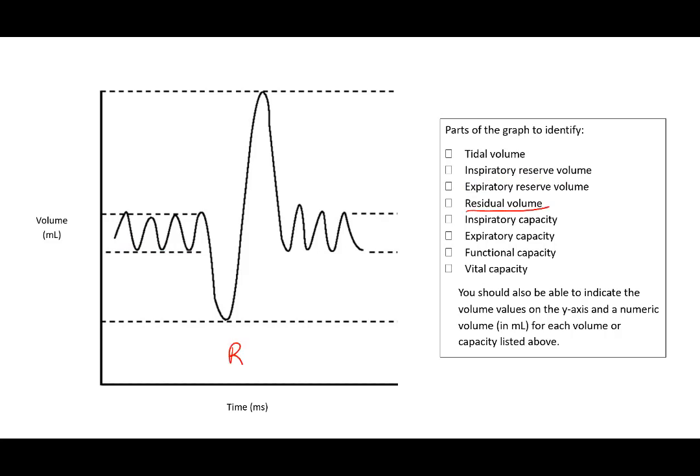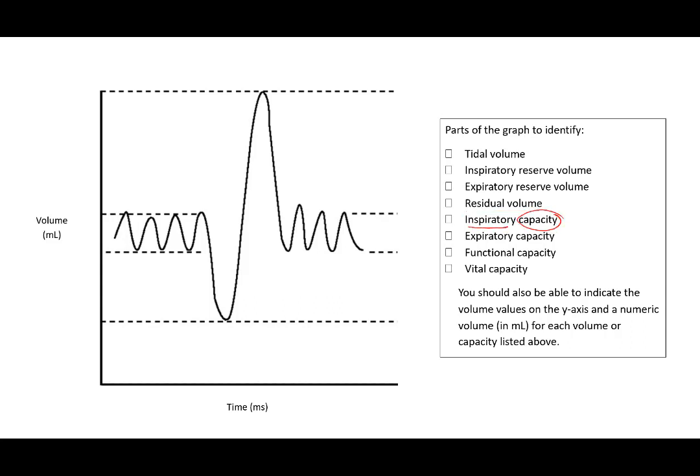Residual volume is the leftover air in our lungs that we cannot blow any more out. At this point, this is the maximum amount of air that we can get out. But due to our structural anatomy, unless we're run over by a steamroller, we're still going to have some residual air in the space that our lungs occupy.